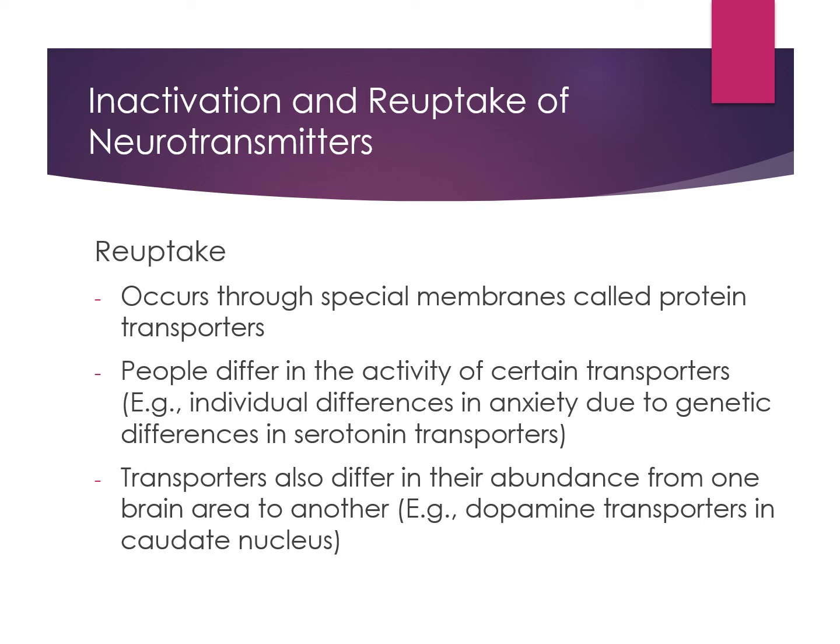This process of reuptake occurs through special membrane proteins called protein transporters, and people differ in the activity of certain transporters. One example we see is differences in the serotonin transporters, these genetic differences where different people have different likelihoods of having anxiety, post-traumatic stress disorder, or depression, depending on whether they get what's called the long serotonin transporter or the short serotonin transporter. And actually there are two alleles, the one from their mother and the one from their father.